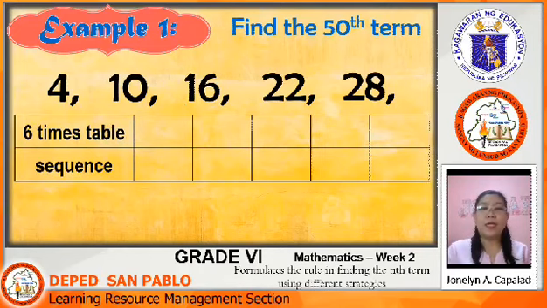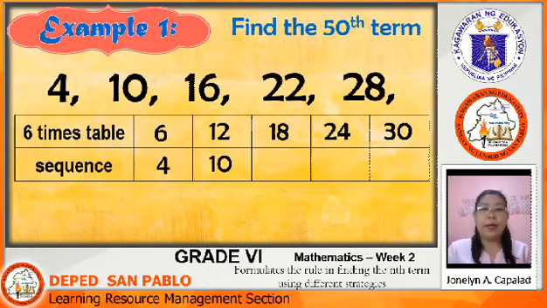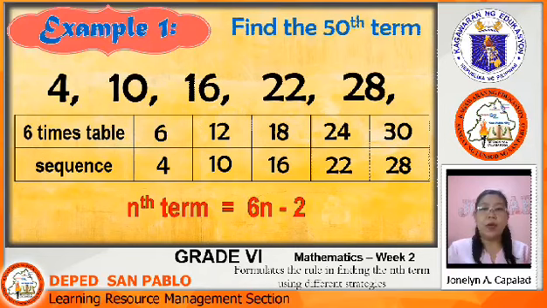The rule follows the 6 times table: 6, 12, 18, 24, and 30. Now, compare the 6 times table with our sequence 4, 10, 16, 22, and 28. We can see that the numbers in the sequence are always 2 less than the 6 times table. So we adjust our rule by subtracting 2. Now putting this together gives us the nth term is equal to 6n minus 2.